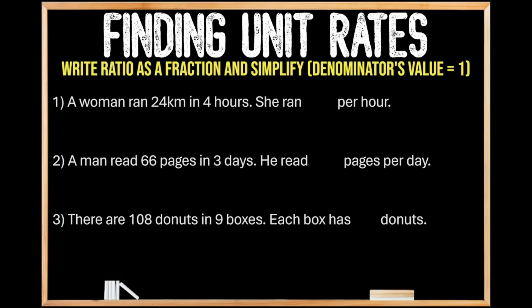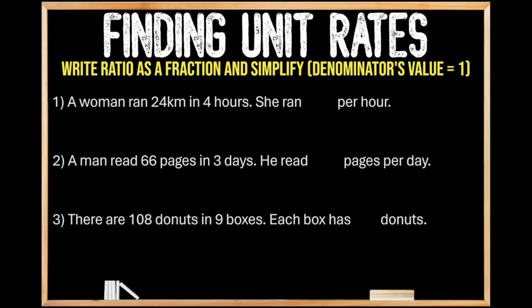Question number 1 states, a woman ran 24 kilometers in 4 hours, and we're being asked to figure out how many kilometers she ran per hour. When working with unit rates, a unit rate is a ratio between different units. And as we can see up top here highlighted in yellow, we're going to write that ratio as a fraction.